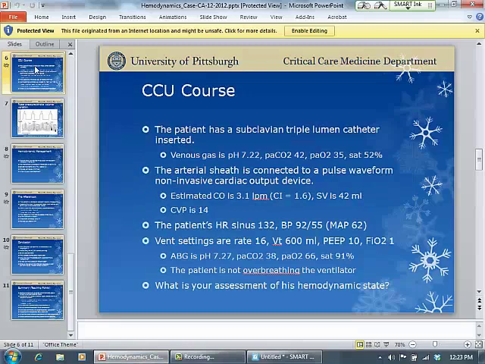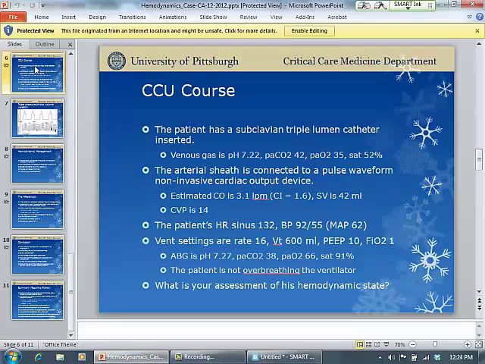Arterial sheath's connected to a pulse waveform non-invasive cardiac output device. I don't use trade names, though some would call that a Vigileo, right? And so the estimated cardiac output is 3.1 liters per minute. The index is 1.6. The stroke volume is 42. The CVP is 14. We kind of already talked about that. Doesn't matter, right? So obviously, he's in a low cardiac output state, okay?